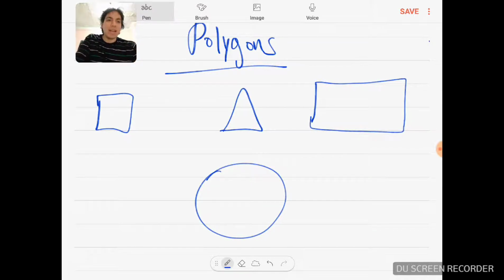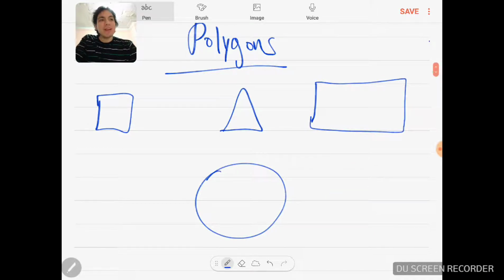So let's say, for example, I were to draw this circle, but I didn't finish it. I didn't fully close it. That's not a polygon. A polygon has to encompass the entire shape, and it cannot leave any line segments that are open. So therefore, that's not a polygon. Okay, let me erase that.